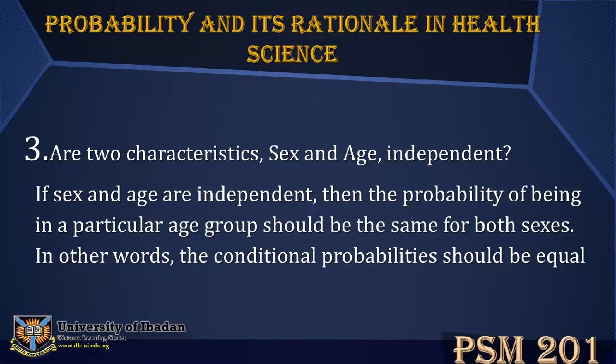Are our two characteristics, sex and age, independent? If sex and age are independent, then the probability of being in a particular age group should be the same for both sexes. In other words, the conditional probabilities should be equal.